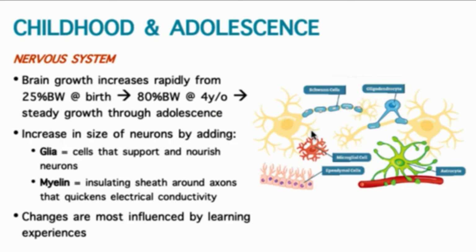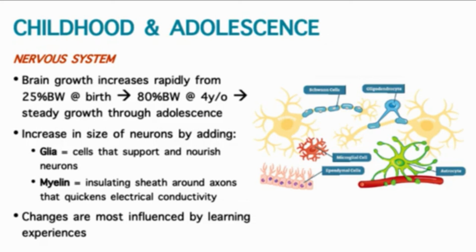But glial cells we have a whole bunch of these, like astrocytes, oligodendrocytes, Schwann cells, microglial cells, ependymal cells, which I'm not as familiar with, but those are also listed in this figure. But glial cells are going to help support the regular function of neurons. So they're as equally important as our regular neurons, which comprise the majority of our nervous system. But changes are mostly going to be influenced by learning experiences.